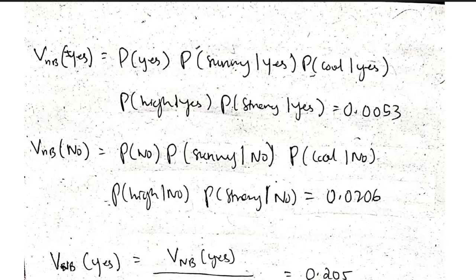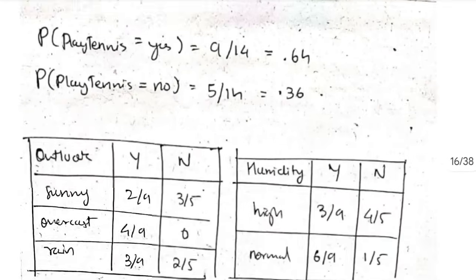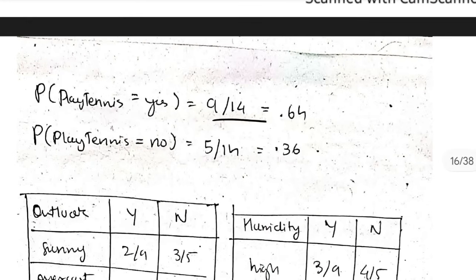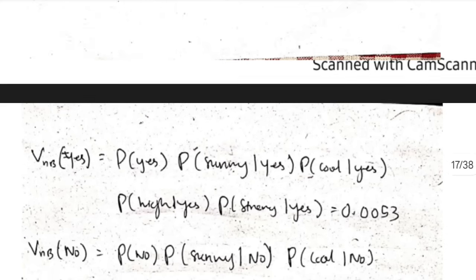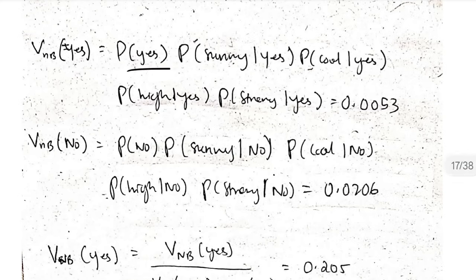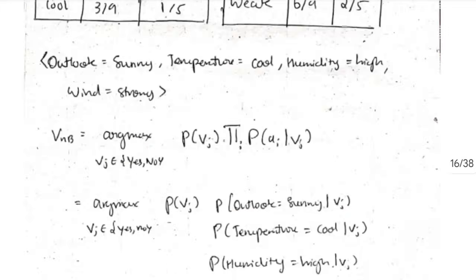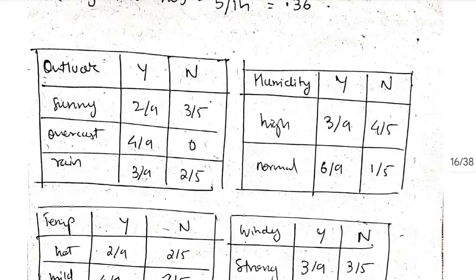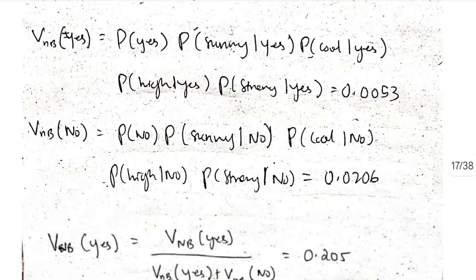How to substitute the values? Just see here. Yes is given. What is the probability of yes? Above only we wrote probability of yes. That's why I told you to write first. 0.64. So I'll be writing 0.64 here, multiplied by sunny given yes. What is sunny given yes? If you listen to my explanation carefully, sunny given yes is this one, 2 by 9. Like that.